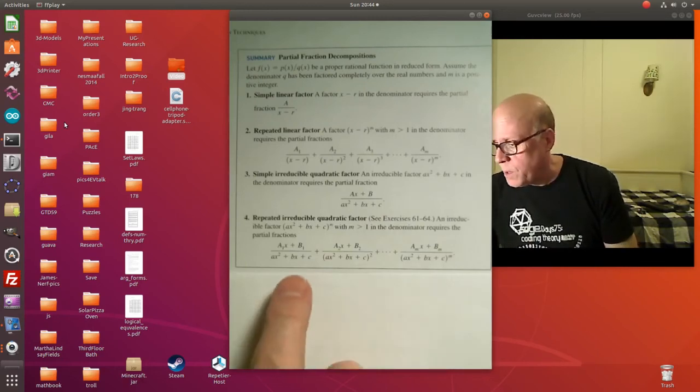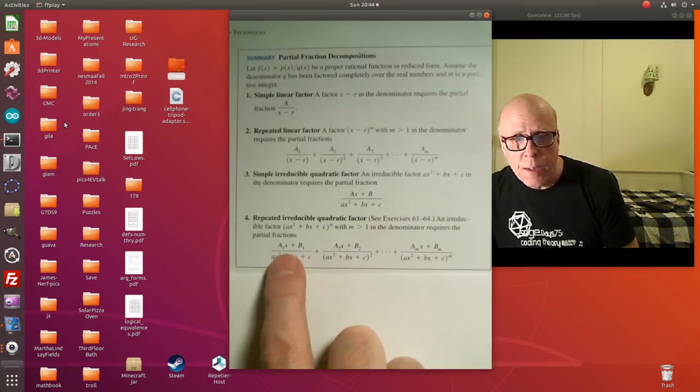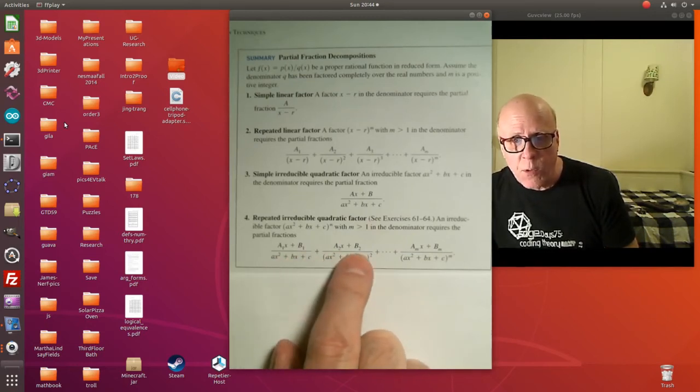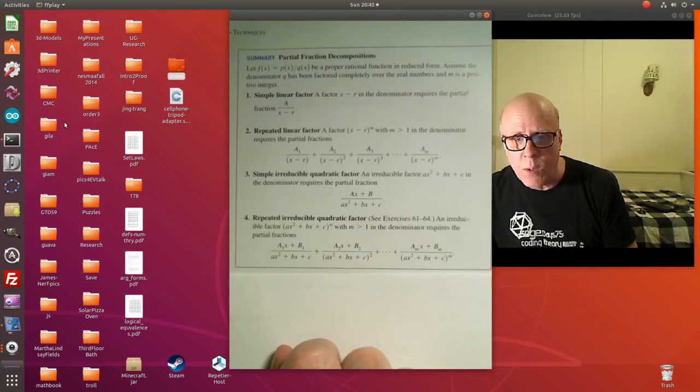And a very similar thing is happening down here. When you have a repeated quadratic factor, you'll get extra variables, two of them at a time, but extra variables for each power of that repeated quadratic factor.